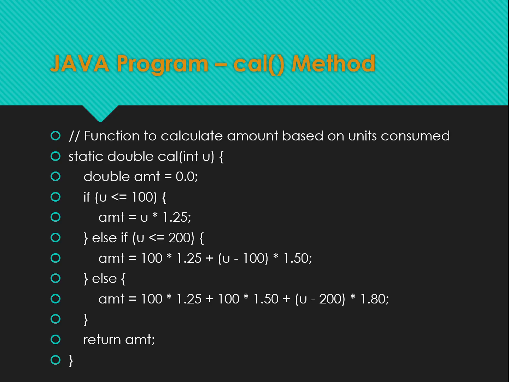If the units are between 101 and 200, we split the calculation. The first 100 units are charged at 1 rupee and 25 paise, and the remaining units are charged at 1 rupee and 50 paise. So we return 100 times 1.25 plus (U minus 100) times 1.50. If the units are more than 200, we handle it in 3 parts. First 100 units at 1 rupee and 25 paise. Next 100 units at 1 rupee and 50 paise. Remaining units at 1 rupee and 80 paise. We calculate the total accordingly and return the final amount.